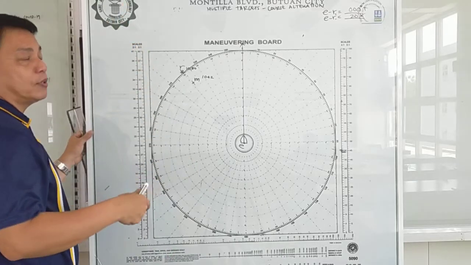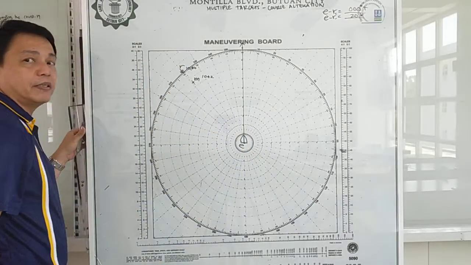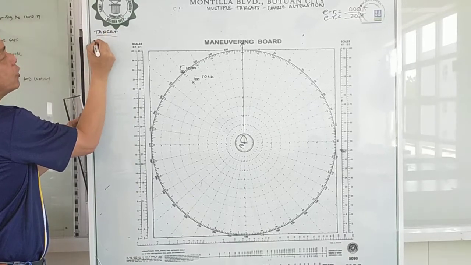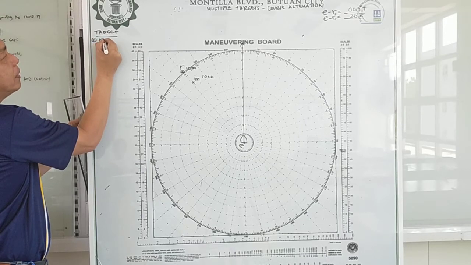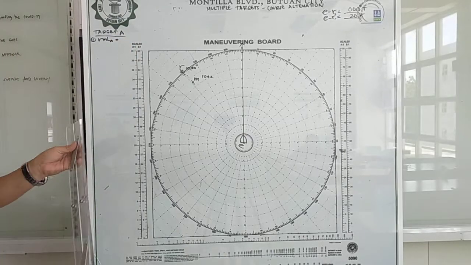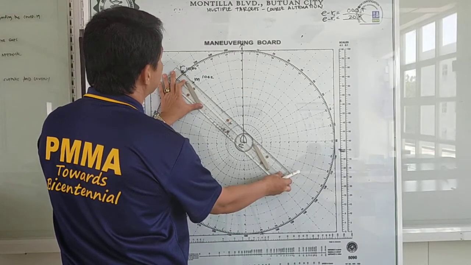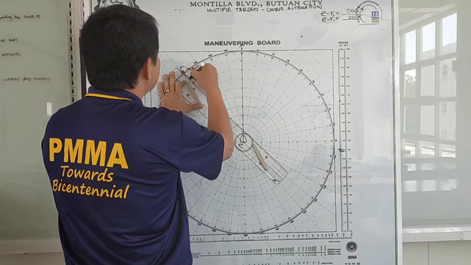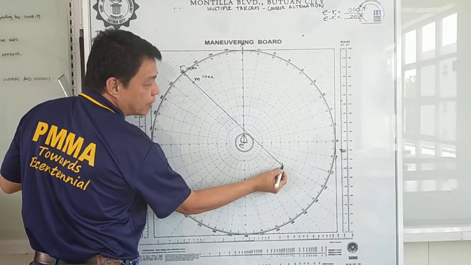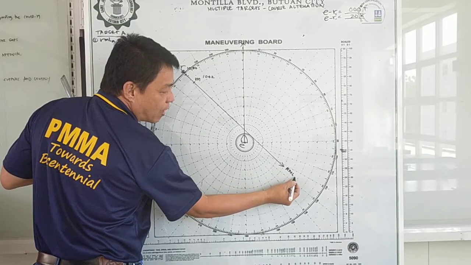So, ang una itong buhaton, ato siyang tawagon RML sa target A. So, target A, the first thing to do is to get first the relative motion line for A. Okay? So, what will we do? Ato tayong i-connect ang R to M. So, gentlemen, automatic, this is now the relative motion line for target A.